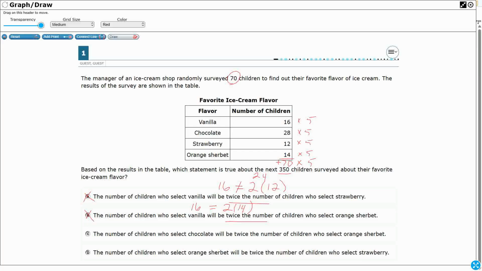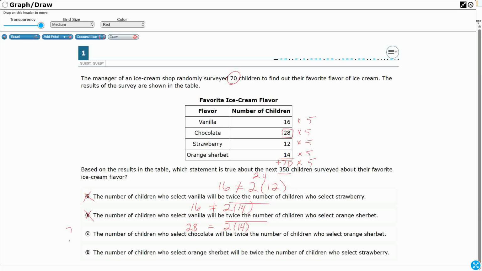All right, the number of children who select chocolate, so chocolate is 28, will be twice the number of children who select orange sherbet, 14. So that's definitely looking like something. 2 times 14 does equal 28. Let's check D, and then we can test it by multiplying by 5.